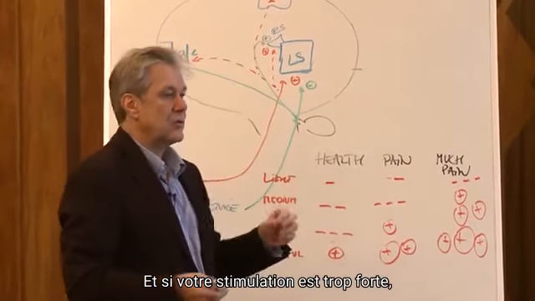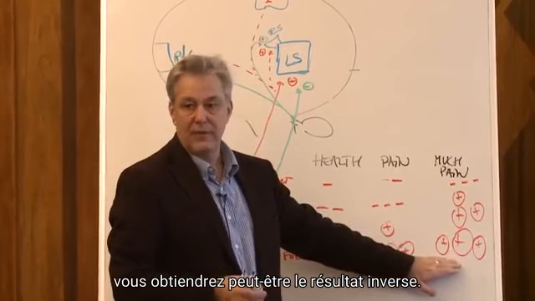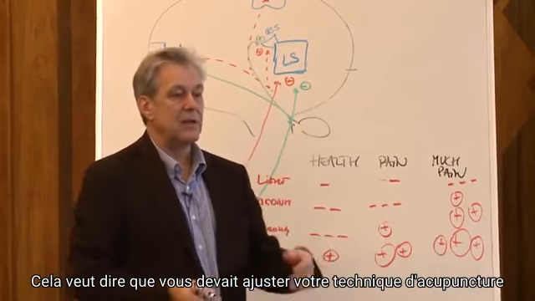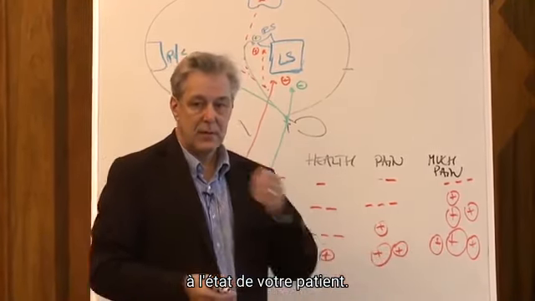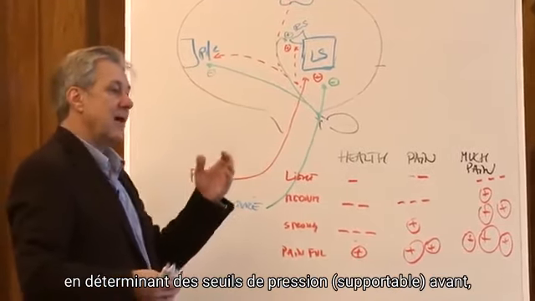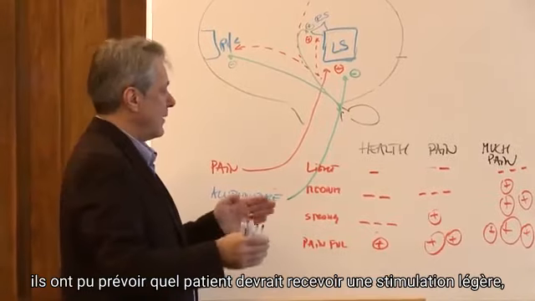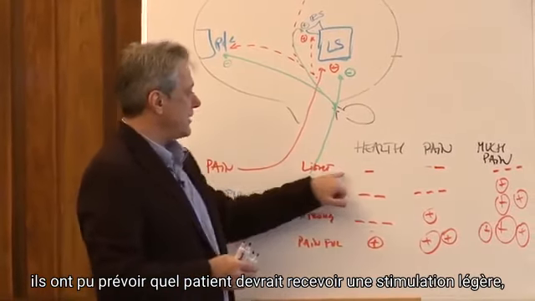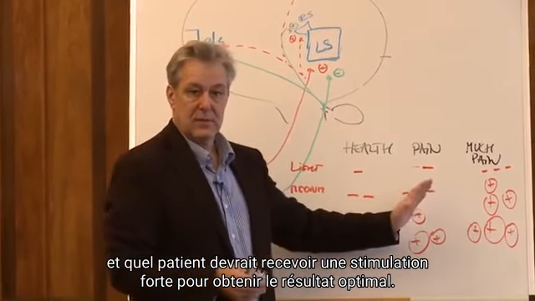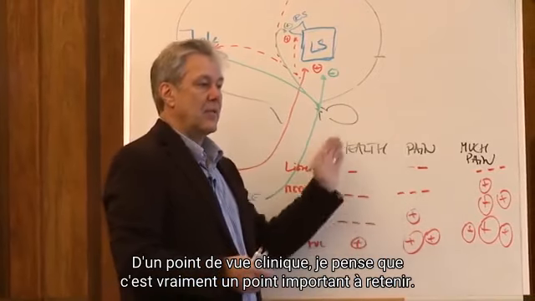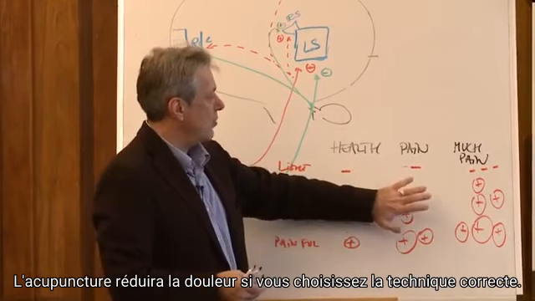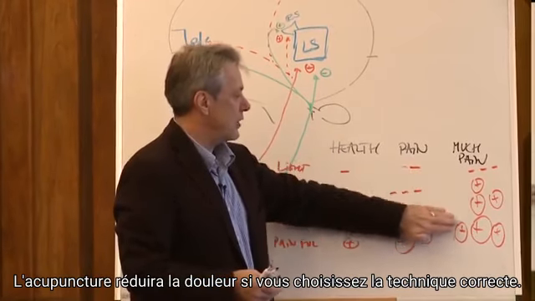And if you're doing too strong stimulation, you may actually get the opposite effects. So this means that you have to adjust your acupuncture technique to the state of the patients. And according to studies, for example, by Richard Harris in the States, by determining pressure thresholds beforehand, they have been able to prognose which patients should receive a light stimulus and which should receive a strong stimulus to have the optimal effects. And I think this is, from a clinical perspective, one of the key points important to take home, and that is that acupuncture is going to alleviate pain if you choose the appropriate technique.